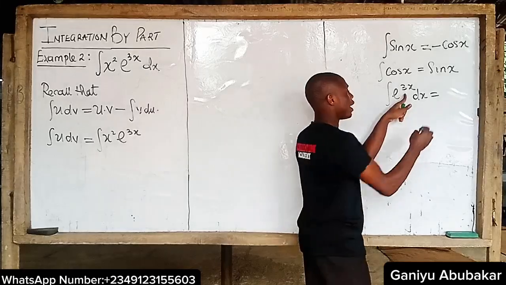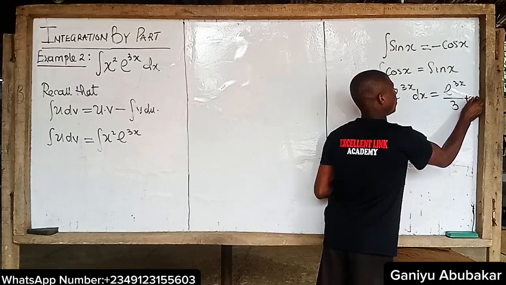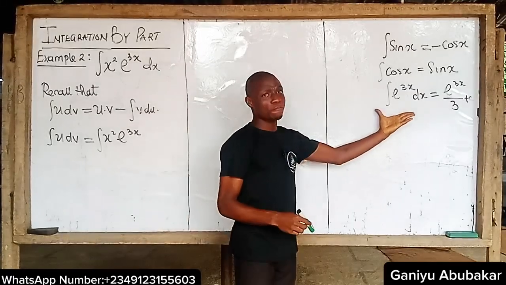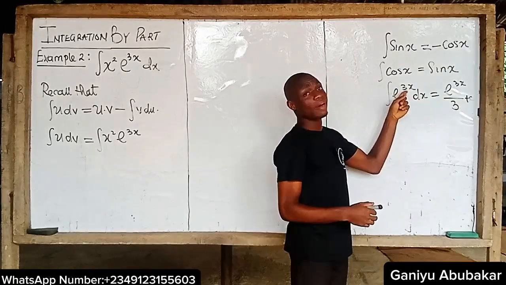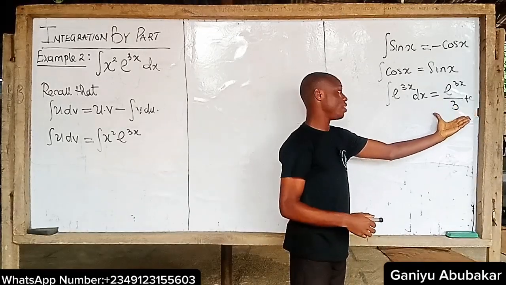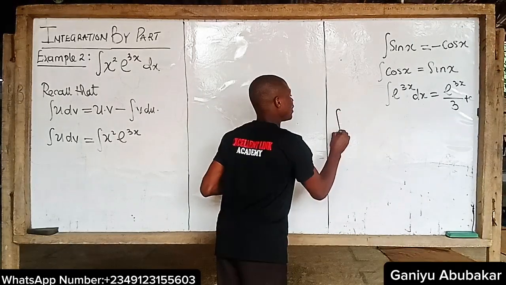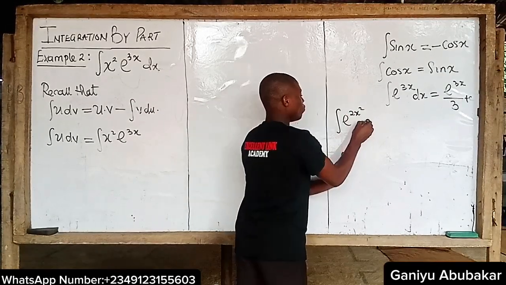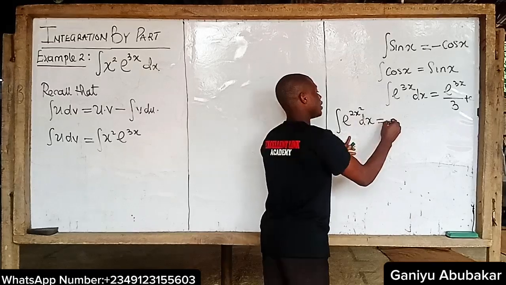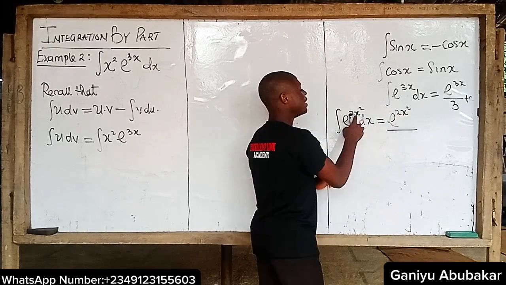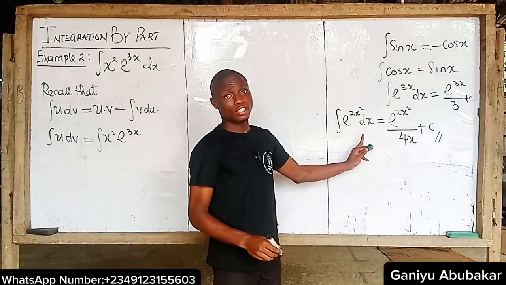Exponential 3x, I'll repeat it, all over the derivative of 3x, which is 3, plus c. So when it comes to integrating exponential functions, the idea is quite simple: repeat the function, all over the derivative of the power, here 3, then plus c. This is how to integrate an exponential function when applying the shortcut. So if I have the integral of exponential 2x squared with respect to x, what do I expect as my answer? Take the function, exponential 2x squared, all over the derivative of the power, which is 4x, plus c. This is how to integrate something of this nature.